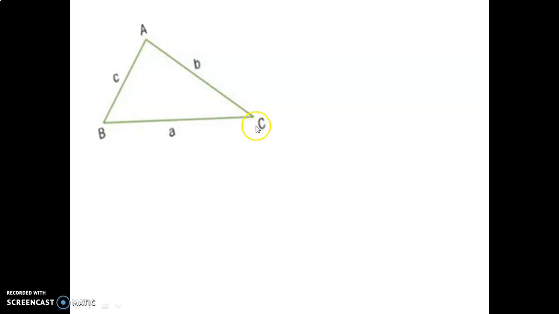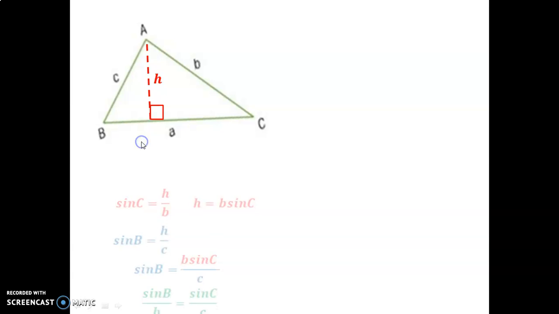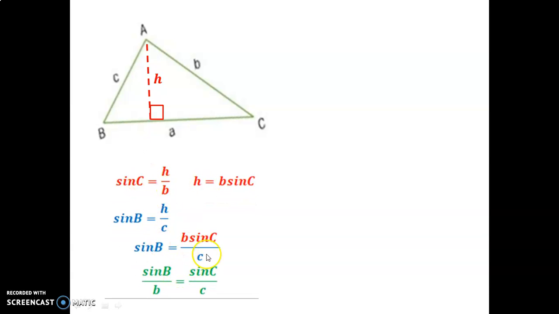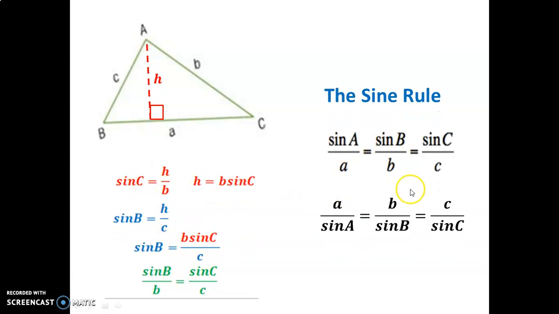We have a triangle. It is not a right triangle. So since it is not a right triangle, we cannot use the trig ratios sine, cosine, and tangent. However, we learned last time that if you draw a height line, which is perpendicular to the base, you create two right triangles. And using those two right triangles, we can do some work with substitution and basically get to what is called the sine rule. So that was the last video lesson.